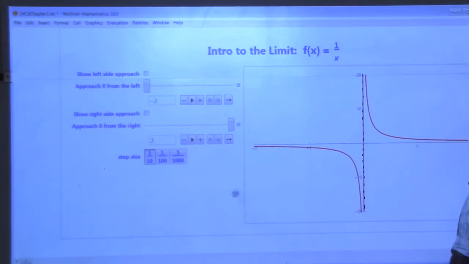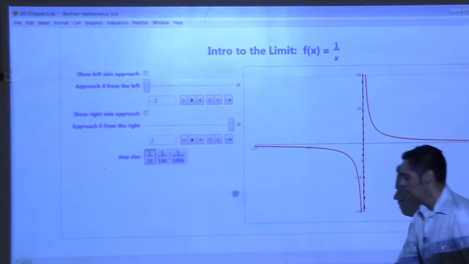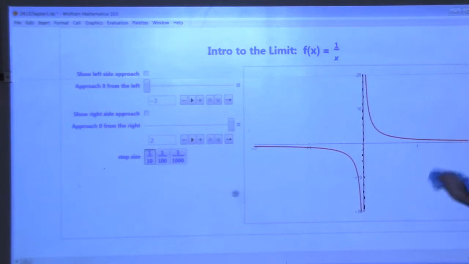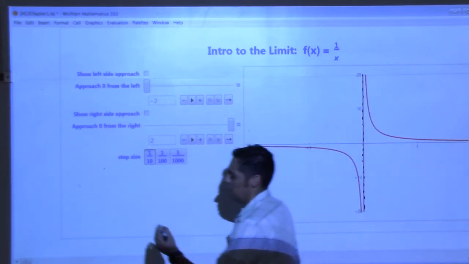So don't think... I've seen students, as their answer for a problem, they'll be like, here's my graph. It's like, no, you can't have a vertical line in a function. It fails the vertical line test, obviously. Okay, so I'm interested in what's happening at 0.